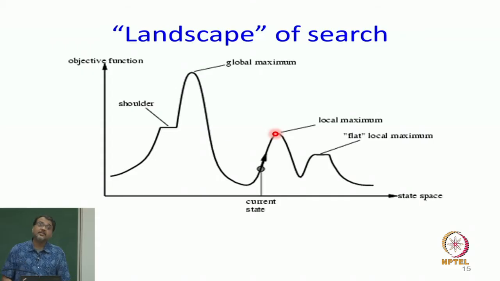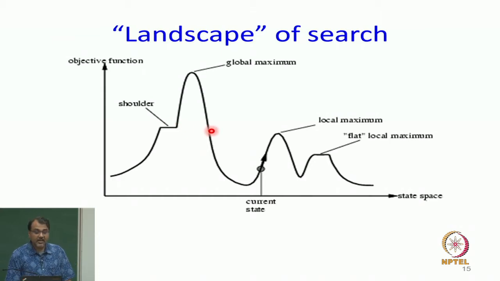It depends on where we start from. If I start on this hill, I will hit a local maximum. It's a flat local maximum, but it's a local maximum nevertheless. If I start on this hill at the left side, I may reach a shoulder and be stuck there, because none of my neighbors are better than me.